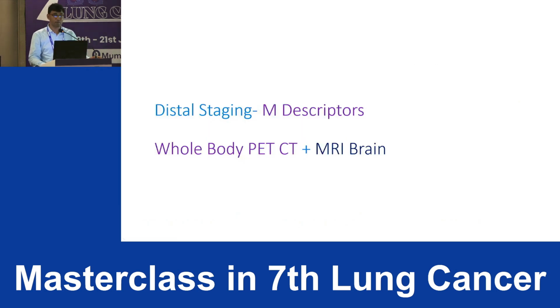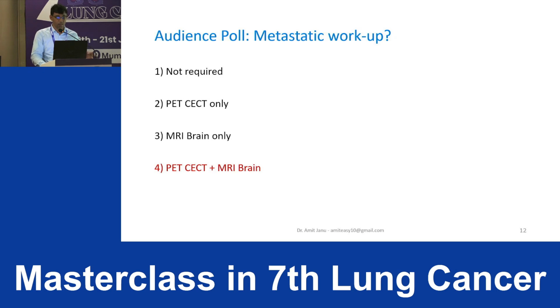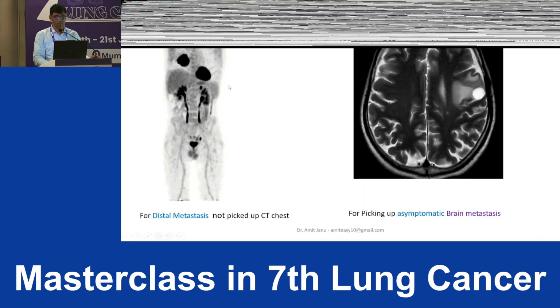So coming to the M descriptors, I think it will be taken care of by Nilendu sir in his talk. It encompasses the whole body PET-CT plus MR brain, when we are trying to figure out where exactly it has gone out of the thorax and where it is lying. Usually it is the PET-CT, CECT plus MRI brain that we do, and we look at the PET-CT to see where exactly it is spreading.